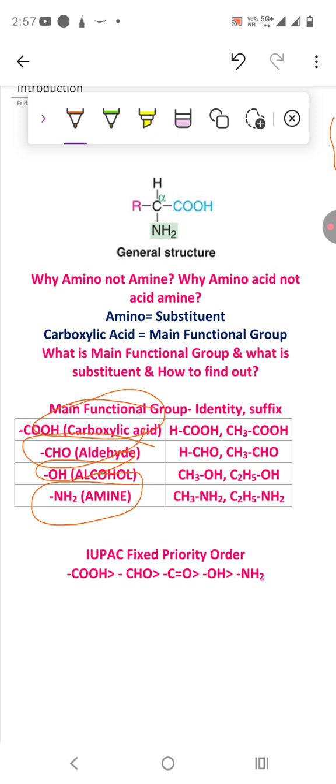Now if you look at formic acid, acid is present as a suffix. Formaldehyde, aldehyde is present as a suffix. Methanol, OH is present as a suffix. Amine, NH2 present as a suffix. Because this suffix gives the compound its identity, what that compound actually is, just like your name. Your title says who you are. Similarly, this main functional group present as a suffix says what that compound actually is.